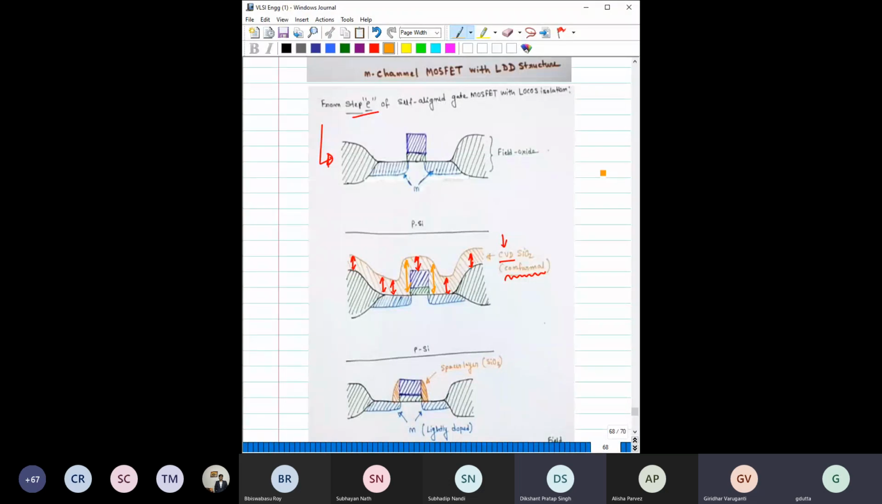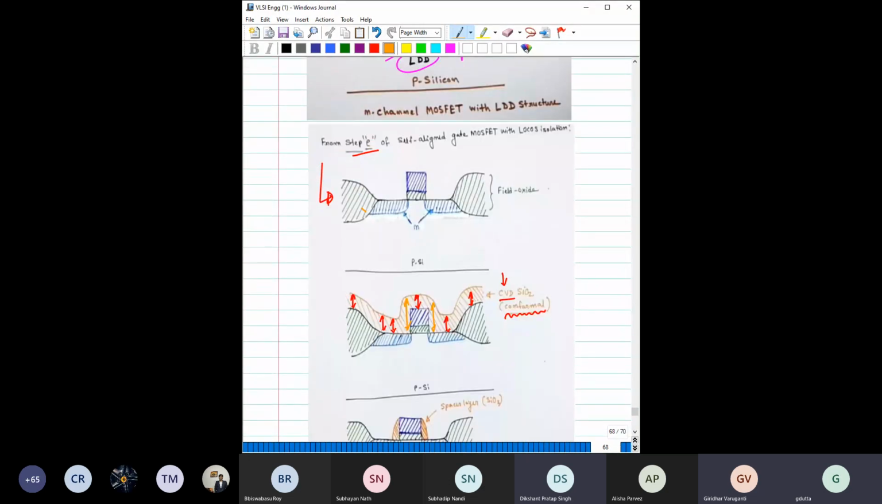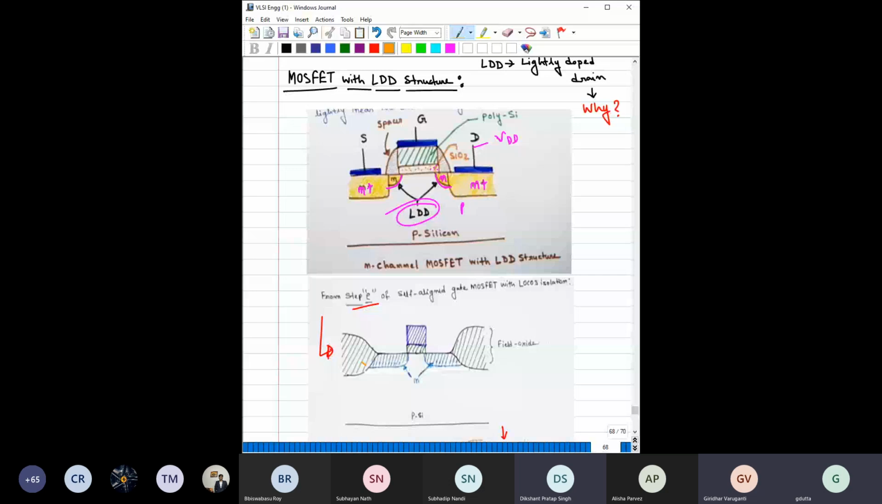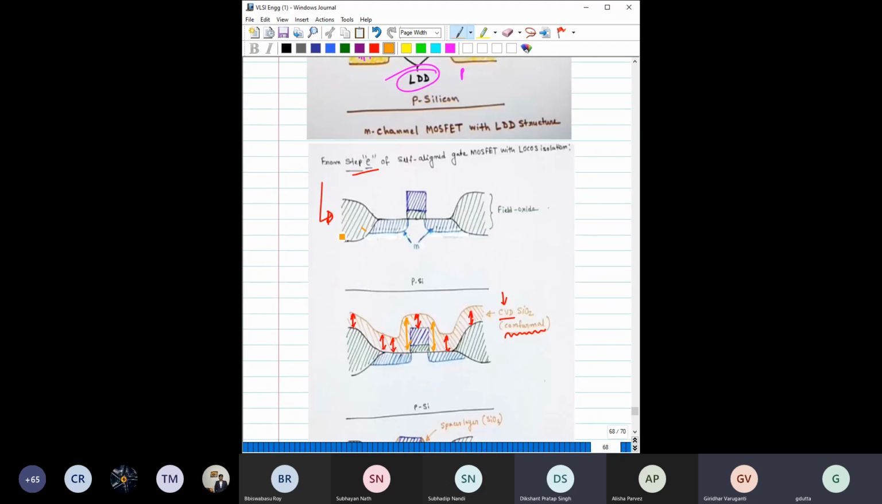Okay, then let me repeat it again from the last 1 minute. We are discussing the MOSFET with LDD structure. We have discussed why we should have the LDD structure, to prevent the hot electron effect. Now we are trying to see how we can fabricate the LDD structure MOSFET. For that we have started from step E. This step E we have already discussed for the self-aligned MOSFET with low-cost isolation process. So this is that step.